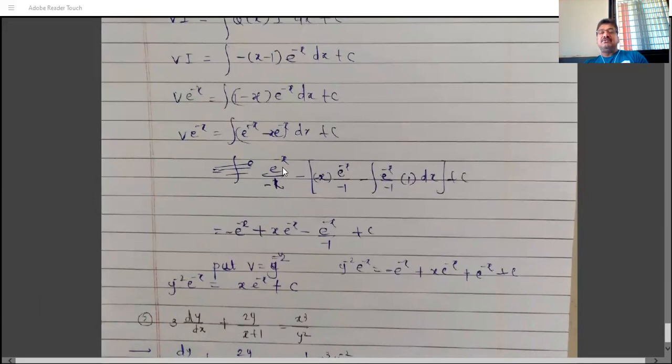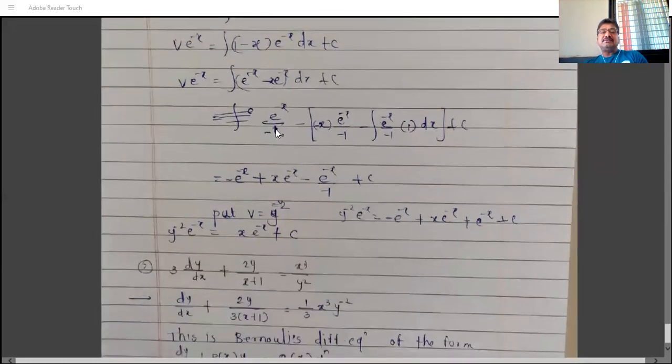The integration is by using the by parts rule. x is first, e raised to minus x is second. So write in square bracket first, that is x. It is not minus x. If it is minus x outside, don't write minus x here. Write x, that is first, times integration of second, that is e raised to minus x divided by minus 1, minus integration of second, e raised to minus x, its integration is e raised to minus x divided by minus 1, into derivative of first, the derivative of x is 1, dx plus constant.